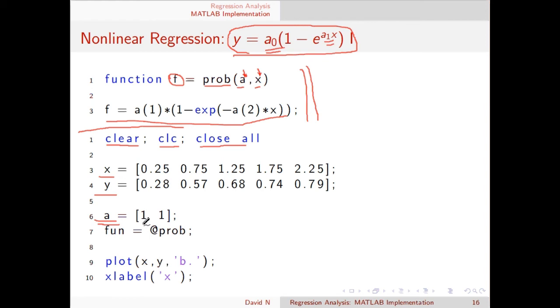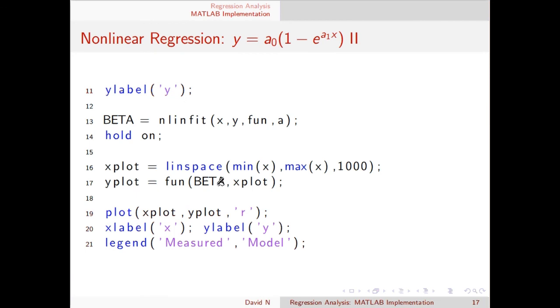Here A0 is assigned an initial guess value of 1 and A1 is also assigned an initial guess value of 1. Now this line is essentially assigning a function handle for the prob function. Here the prob function evaluates the model upon inputting the model coefficient and the independent variable. Here fun is the function handle for our prob function. At first we plot x and y, and then we define the x label and y label.